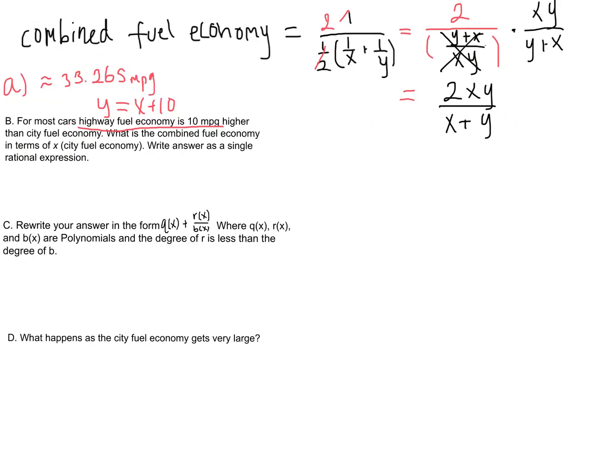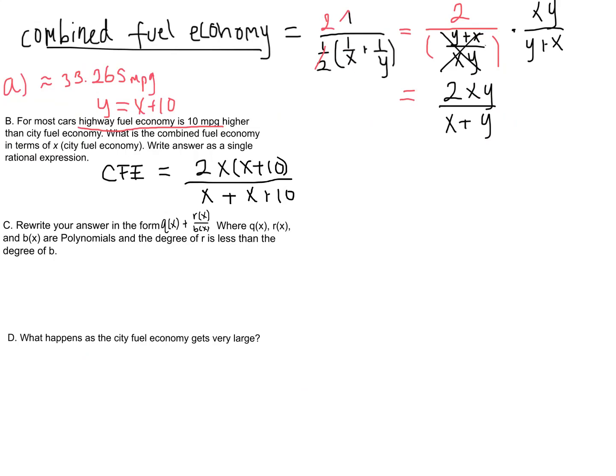And what I'll get, and I'm going to write combined fuel economy, abbreviated as CFE, is going to be equal to 2 times x times y. But y is simply the highway fuel economy, which is x plus 10. Okay. And in the denominator, I have x plus y, but y is x plus 10.